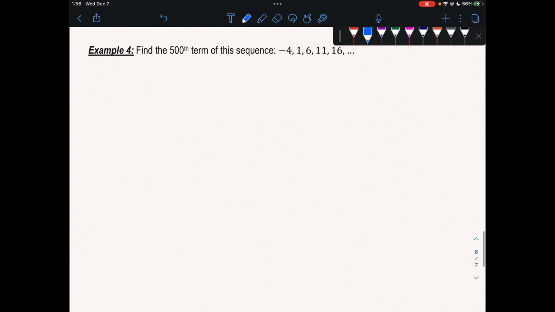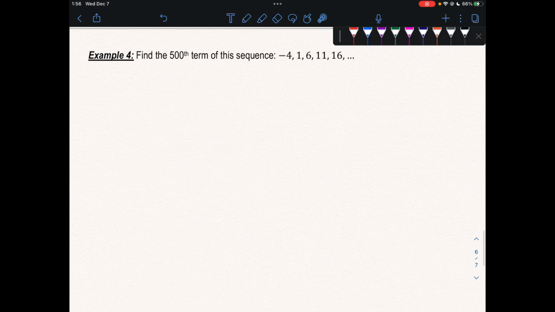All right, number 4, find the 500th term of this sequence. All right, well, let's make sure this is arithmetic. Otherwise, this is going to be a pretty hard problem to do. Add 5, add 5, add 5, add 5. It looks like it's arithmetic to me, so let's write the nth term.